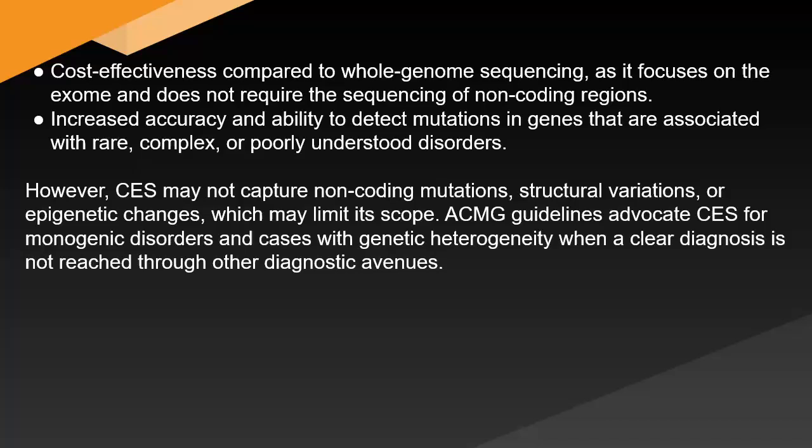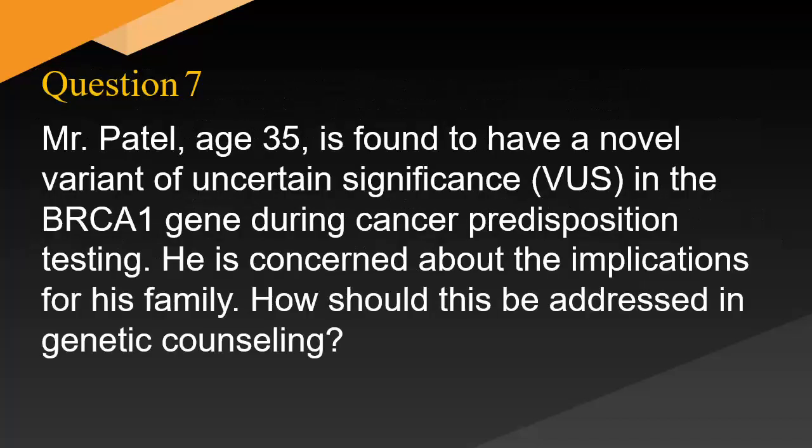ACMG guidelines advocate CES for monogenic disorders and cases with genetic heterogeneity when a clear diagnosis is not reached through other diagnostic avenues. Mr. Patel, age 35, is found to have a novel variant of uncertain significance (VUS) in the BRCA gene during cancer predisposition testing. He is concerned about the implications for his family. How should this be addressed in genetic counseling?